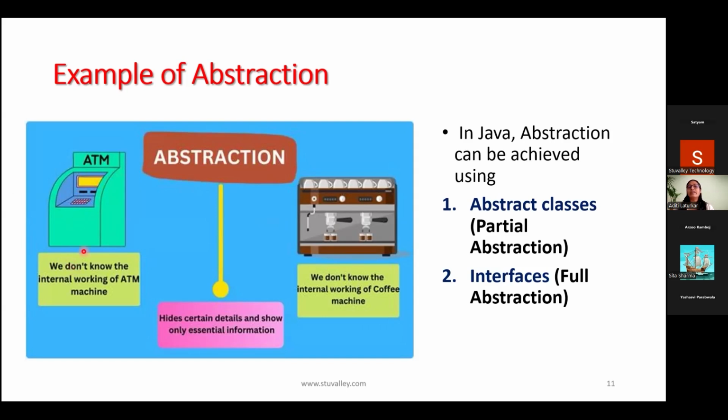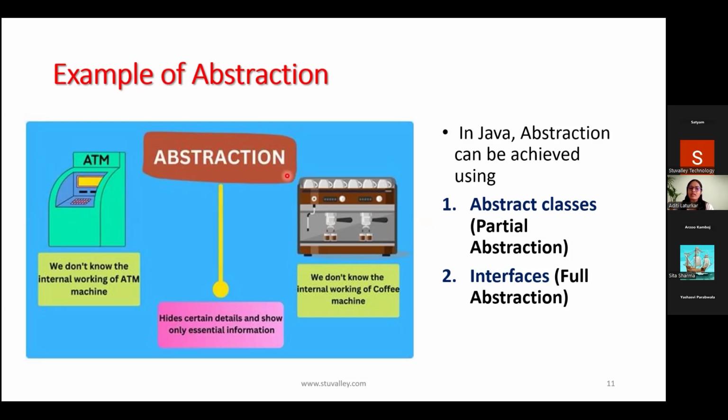We don't know how internally it is working. So what it is exactly doing, it is hiding everything, the internal working of the ATM, and it is only showing you the part which is important for the user. What is that? Only these buttons, a slot to insert the card, and one screen. That's the only thing it is giving you, right? So these things we can perform in a similar manner in Java also.